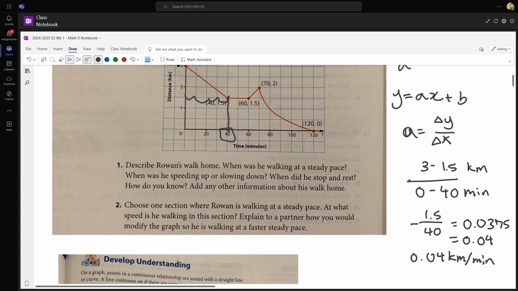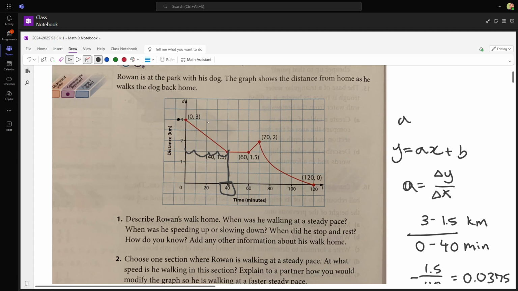Something like this, where it's curving, it means it's speeding up and slowing down. So in this period, it wouldn't be exact. Now, if you look at this, when was he speeding up or slowing down? You could tell by the graph. So this part, he's walking consistently. This part, he probably stopped for a rest. This part, he started walking backwards.